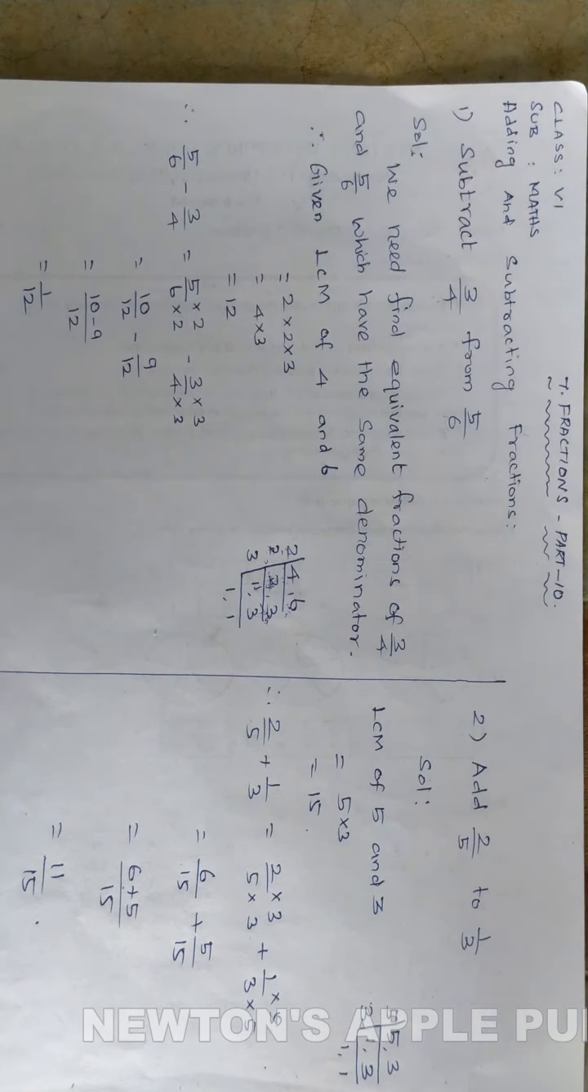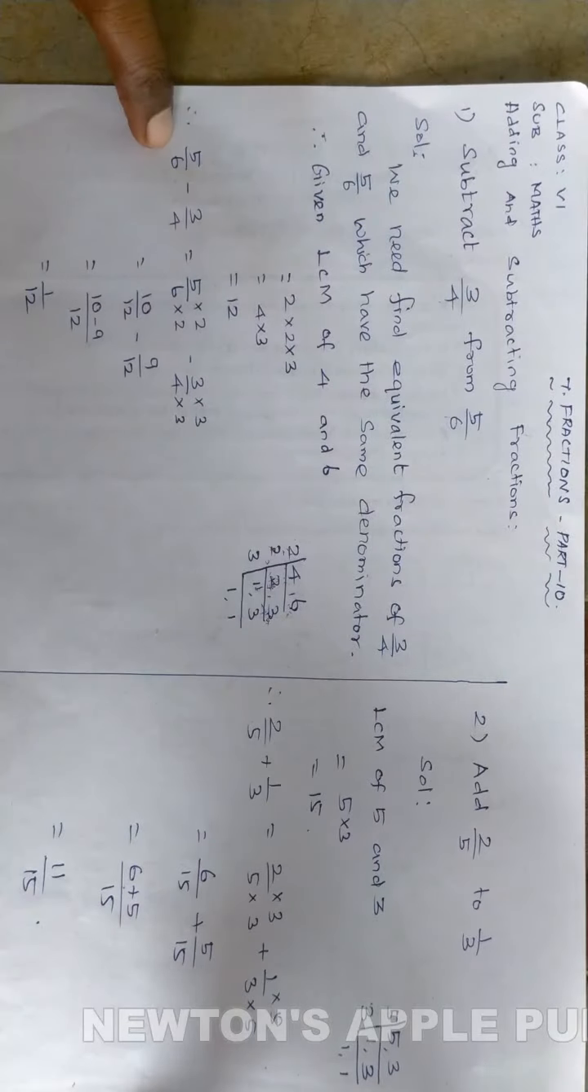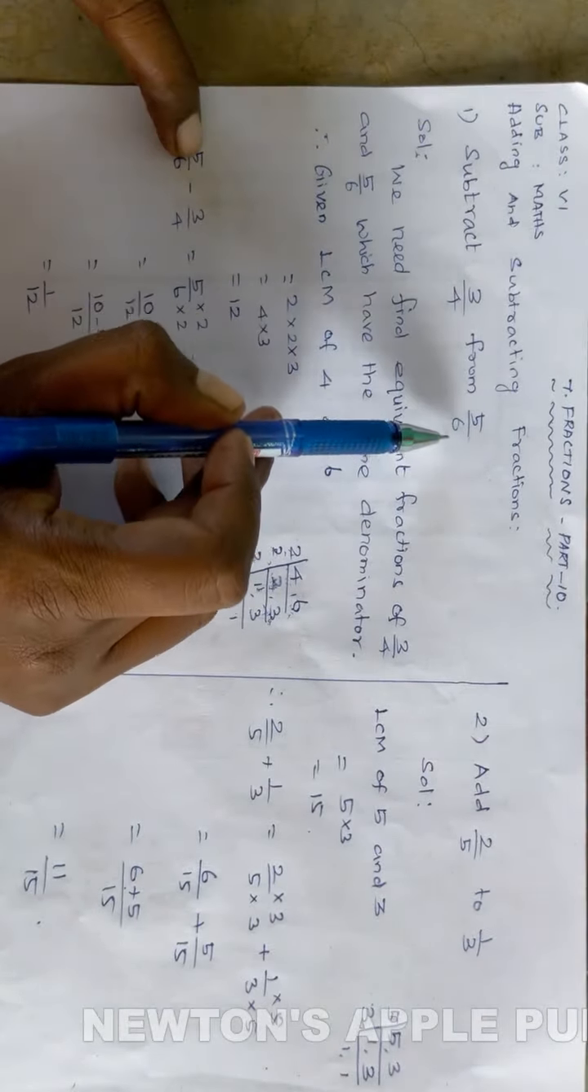So already we learned finding the balance in previous class. Today we are going to see adding and subtracting fractions. Students, first we see that problem: subtract 3 by 4 from 5 by 6.